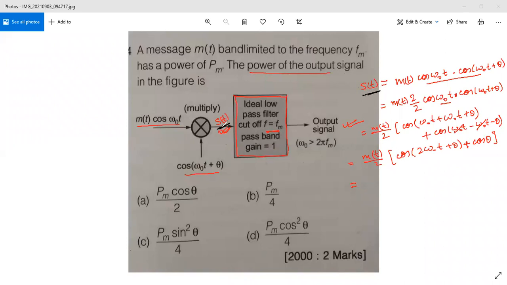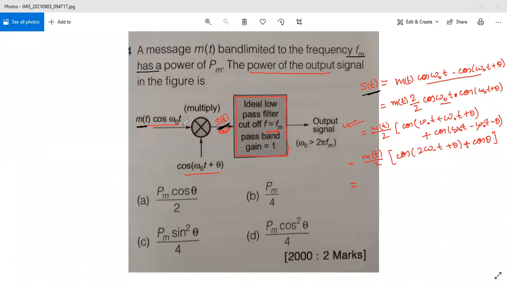What are we observing here? There is an ideal low pass filter with a cutoff frequency f equal to fm. Here fm is most probably the maximum frequency of this signal. The band limited signal of frequency fm is given here, so m(t) cos omega naught t has a maximum frequency of fm hertz.